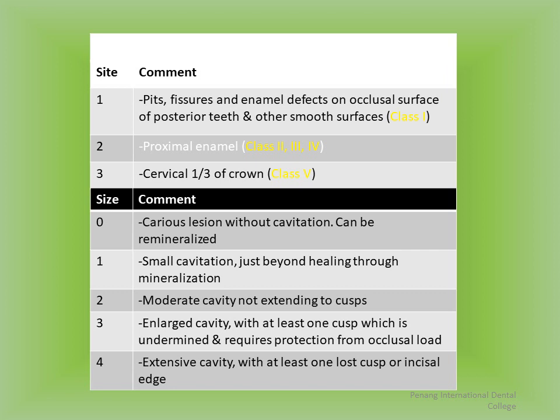Size 1 is a small cavitation just beyond healing through remineralization, because of which you need to intervene. So you can do your minimal operative procedure. Size 2 indicates a moderate cavity not extending to the cusps, so you do not need to think about cusp capping. Whereas size 3 and 4, you definitely have to do cusp capping, because in size 3, one cusp is undermined and it requires protection from occlusal load, and in size 4, at least one cusp or incisal edge is lost, because of which you need to rebuild and restore.